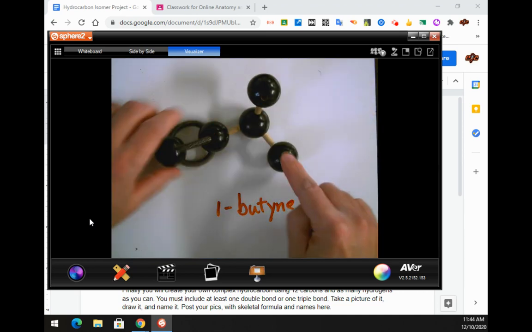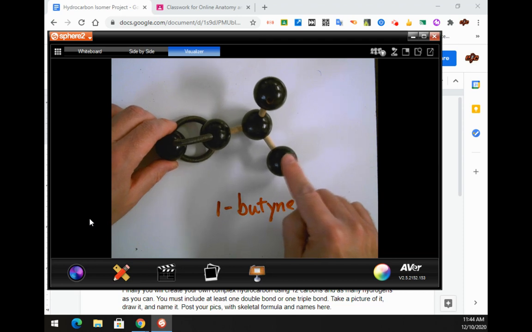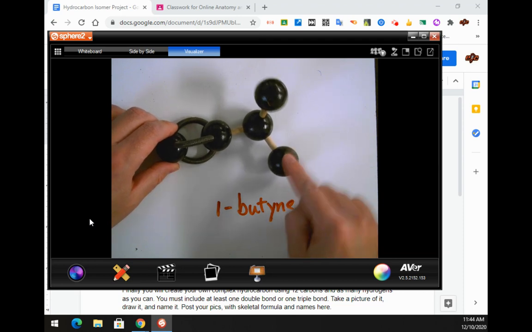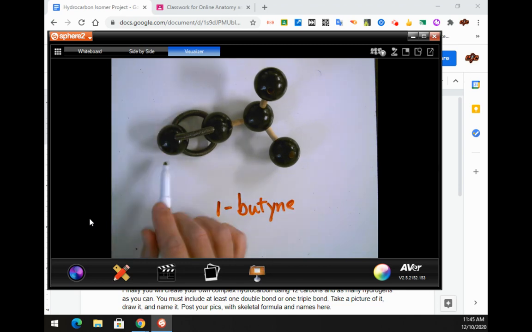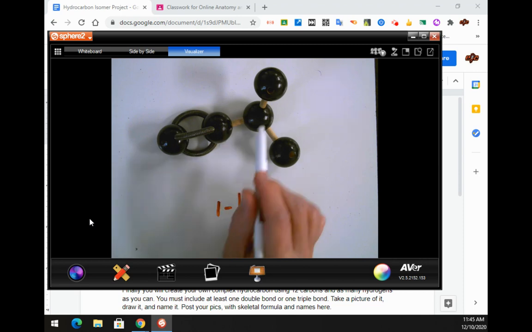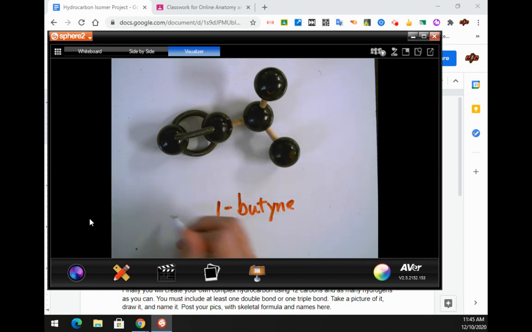But you can't put it there. Don't put it on this one because it's not in the middle. Put it here. Okay. So if this is number 1 carbon, that makes this number 2 carbon, that makes this number 3 carbon. So on the third carbon, there's a methyl. So it's 3-methyl-1-butyne.